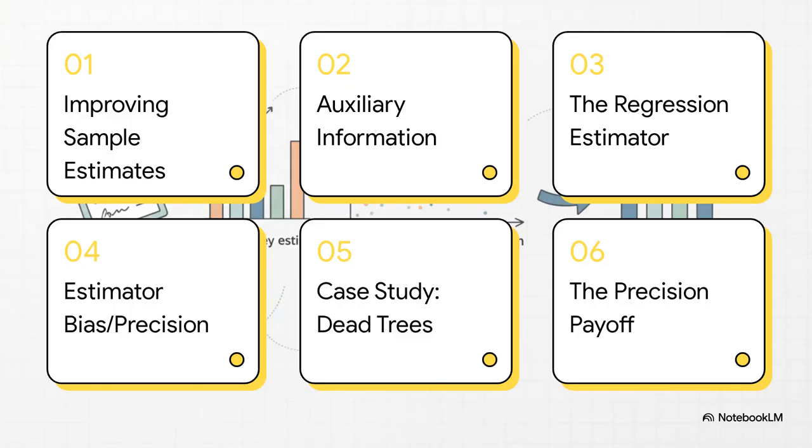So here's the plan. First, we're going to lay out the basic problem we're trying to solve. Then, we'll talk about the key insight that opens the door to a better solution, which is all about using auxiliary data. From there, we'll actually build the regression estimator piece by piece. After that, we'll do our due diligence and check its properties, things like bias and precision. Then, to make it all real, we'll walk through a case study about counting dead trees. And finally, we'll see the payoff and just how much better our estimate can get.